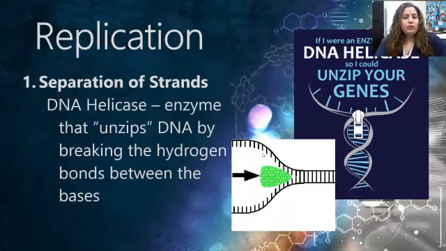We're going to focus on three main steps in replication. Number one, you have to separate the strands. And we do that using an enzyme called DNA helicase. So DNA helicase unzips DNA. Think about it as a big zipper. And it does that by essentially breaking the bonds between the base pairs. So if you have an A and a T bonded together, helicase will break them apart.